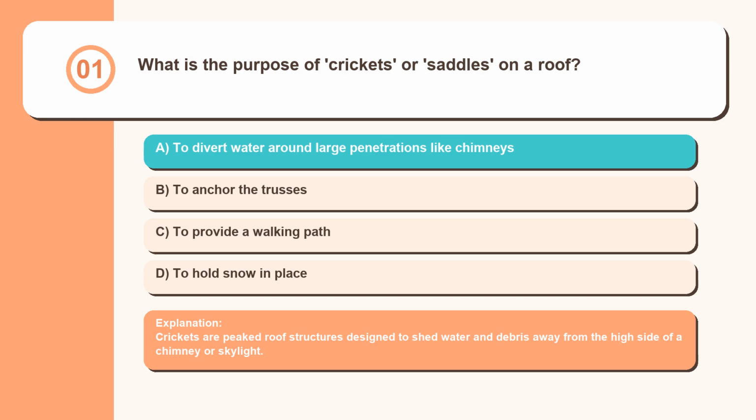Crickets are peaked roof structures designed to shed water and debris away from the high side of a chimney or skylight.